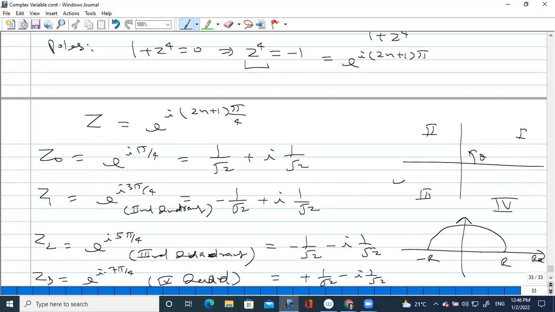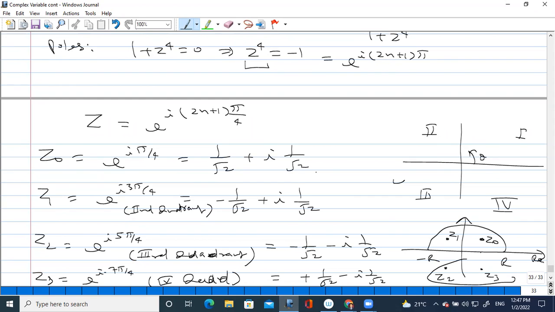So you go this side and you go this side. This will be your Z0. Again, Z1 is minus 1 by root 2 and go this side. This will be your Z1. If you check Z2, Z2 is 1 by root 2 minus 1 by root 2 and minus i by root 2. So that will be this one, Z2, and similarly Z3 will be there.